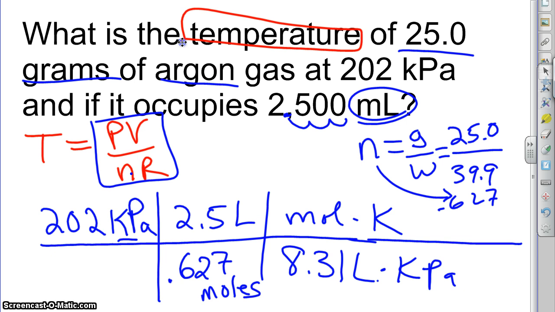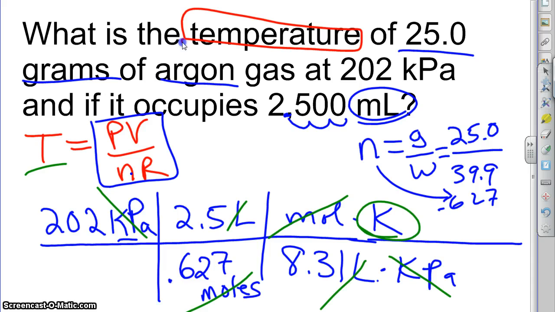Now we look through and hope that there are things that cancel. We have moles on top, moles on bottom. Goodbye. Liters on bottom and top. Kilopascals on top and bottom. Boom, everything is now gone except for Kelvin. And that's what we want.